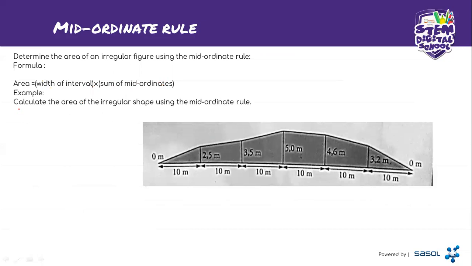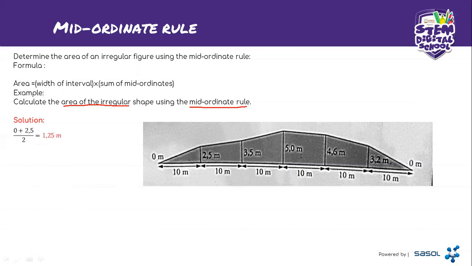All right, now the first question says calculate the area of the irregular shape. You can see this irregular shape, right? It's not easy for us to calculate the area of this shape, because if it was a square, a triangle or a rectangle, it would be very simple. Now we should calculate the area of this irregular shape using the mid-ordinate rule. First, let's see how we do that.